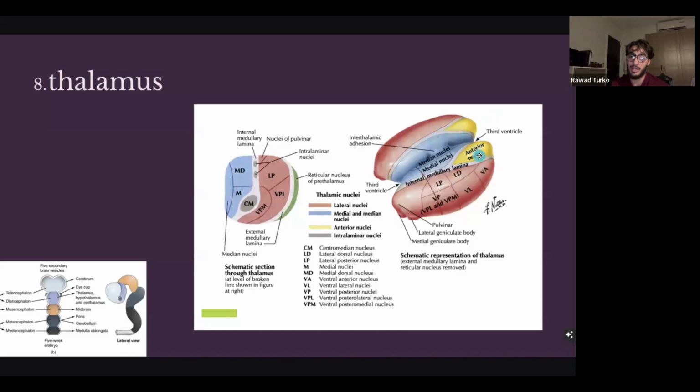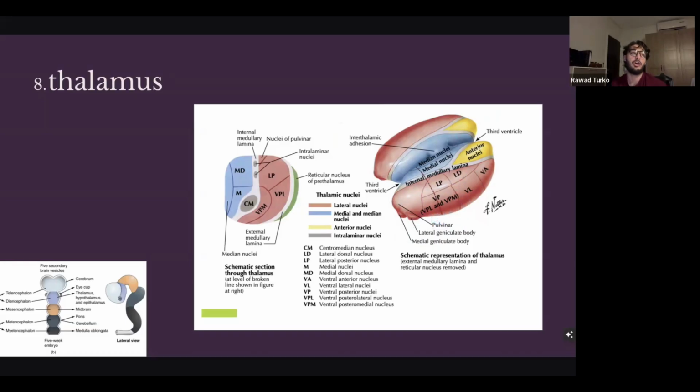This is your anterior nuclei. This is your lateral dorsal, lateral posterior, and again your medial, your ventral anterior, ventral lateral, and then your ventral posterior, which is VPL and VPM, and then the pulvinar nucleus here, and then connected to it is the lateral geniculate body and the medial geniculate body. Okay, we're going to take a minute to discuss all of these nuclei.